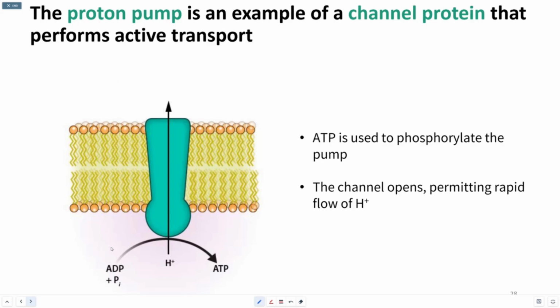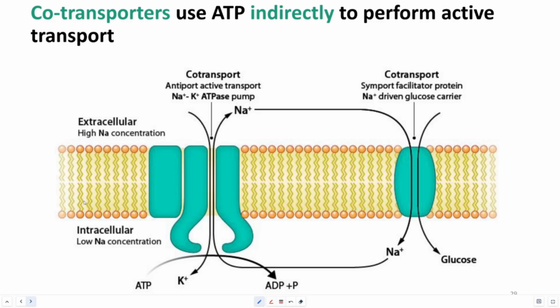The proton pump is an example of a channel protein that performs active transport. ATP is used to phosphorylate the pump. ATP becomes ADP plus phosphate, and that allows the opening of the channel, permitting the flow of protons to the outside against its gradient. Co-transporters use ATP indirectly to perform active transport.